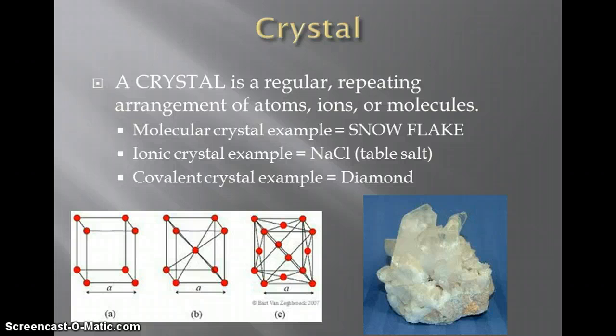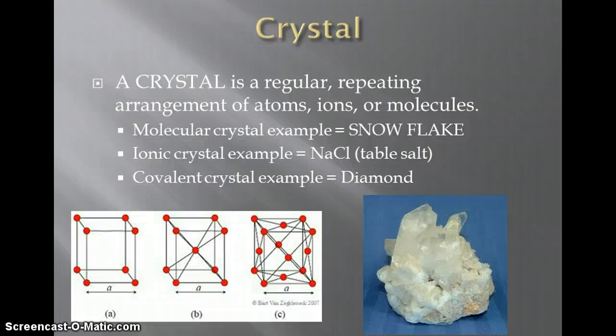So we've got a couple of different examples here. A molecular crystal is something like a snowflake. A snowflake is a regular repeating pattern of frozen water molecules. An ionic crystal would be something like NaCl or table salt, sodium chloride. You have the positive sodium ion and the negative chloride ion that come together to make table salt. Table salt is a common ionic crystal that you would see in your day-to-day life. And an example of a covalent crystal would be something like a diamond. It's a regular repeating pattern of covalently bonded carbons, and they're super pressurized and heated, and that's a diamond.